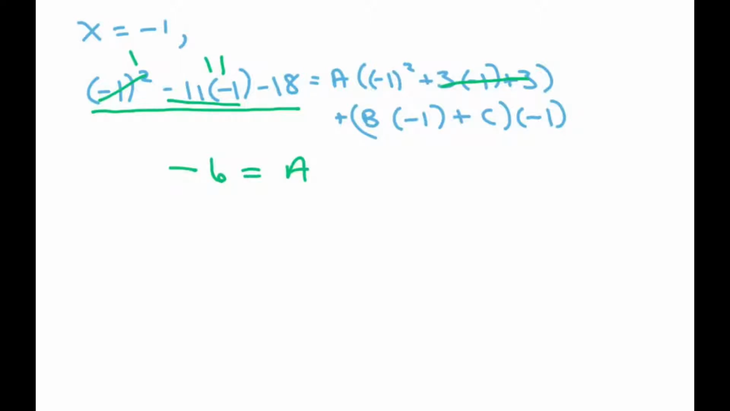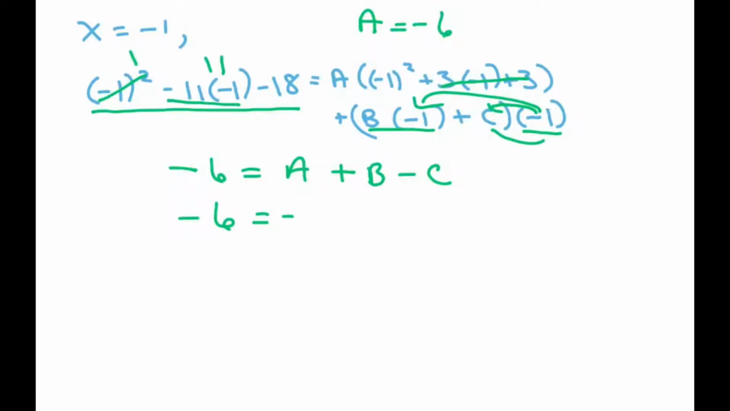And then this is negative B times negative 1. You have to distribute here. So that's going to be positive B. And when you do this one, it's going to be minus C. And go ahead and plug in your A again. Our A is negative 6, so plug that in. You get negative 6 equals negative 6 plus B minus C. And when you add 6 to both sides, you get 0 equals B minus C.